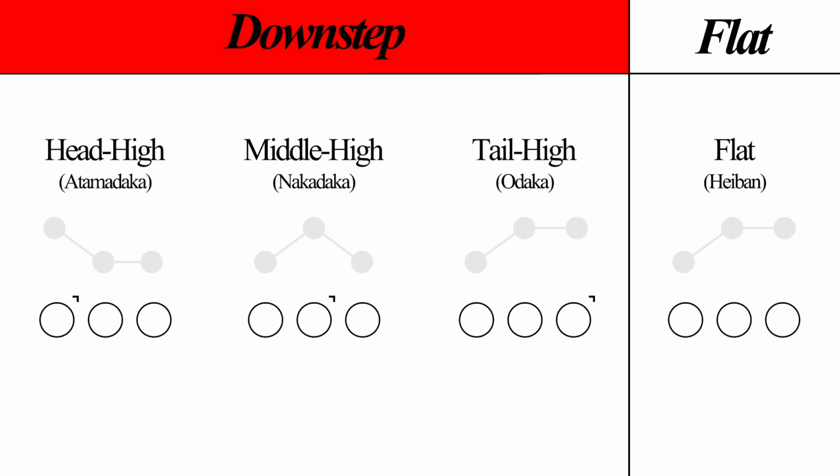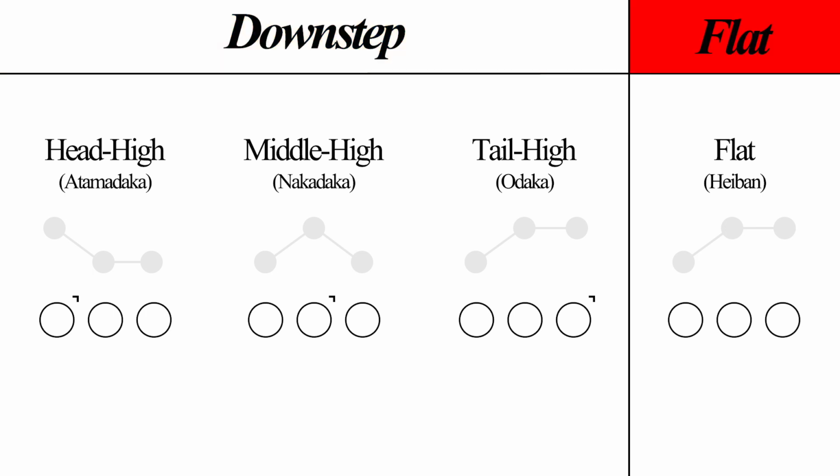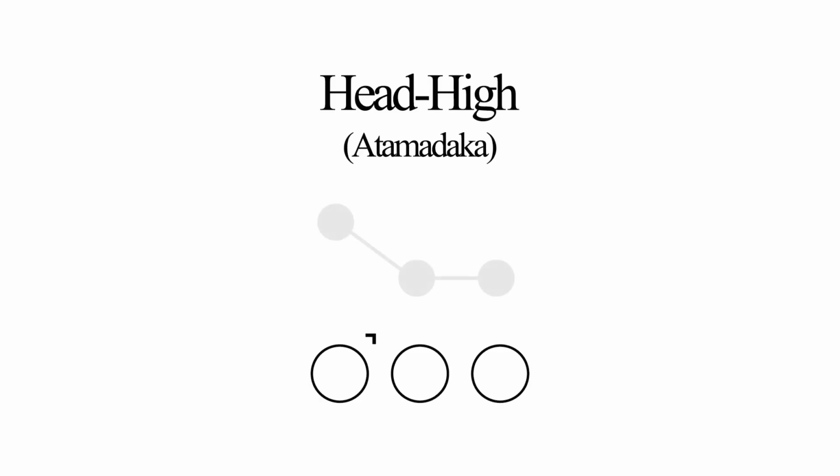Downstep type words have an accent. That means the pitch falls after the accented mora. Flat type words have no accent. That means the pitch doesn't fall within the word or at the next particle. Let's take a look at these patterns one by one. The first one is the head-high pattern.